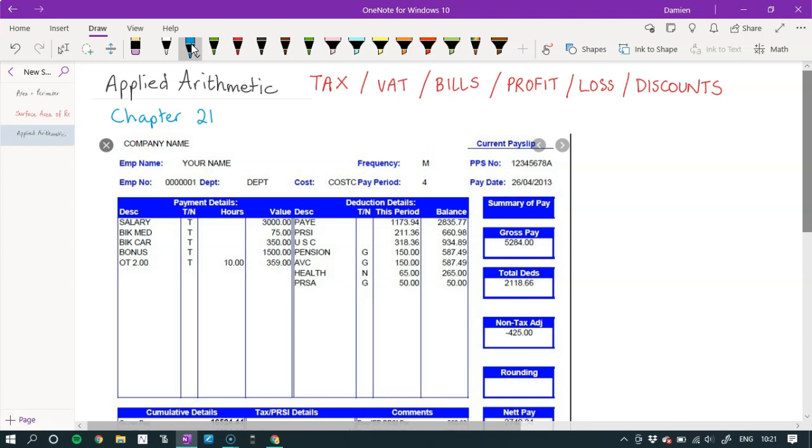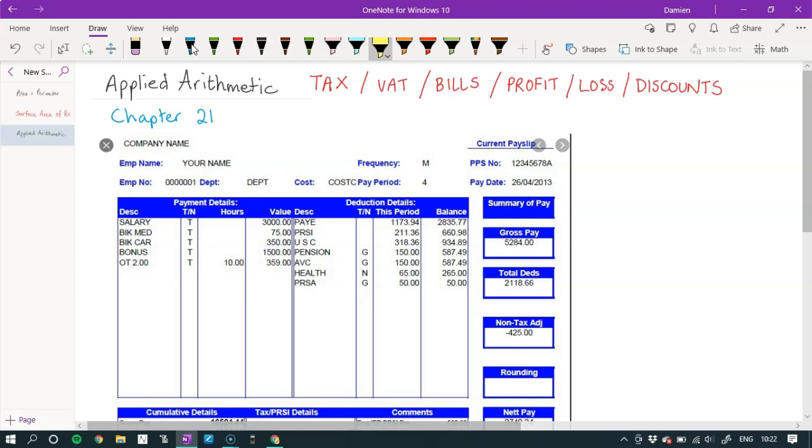What we've got here in front of us is an Irish payslip. Now it's a made up payslip, it's not a real person, but we're going to have a look at a couple of things on it, and you need to be able to understand the terms. You're going to hear terms like income tax, PRSI, USC, statutory deductions. You may have done them before, maybe in business studies, but we're going to go through it from a maths point of view. So let's have a quick look at it.